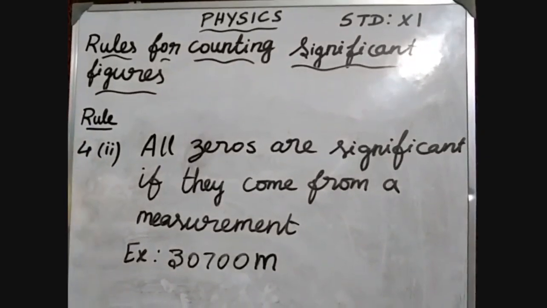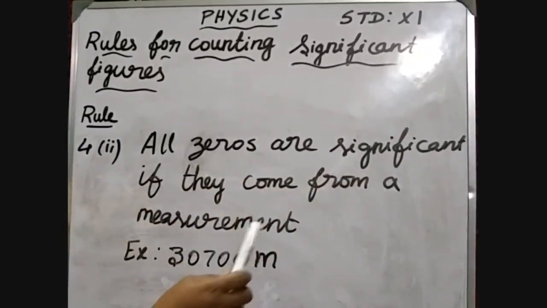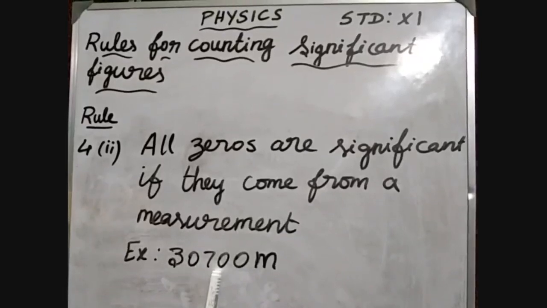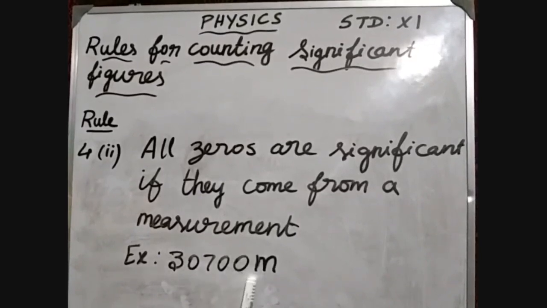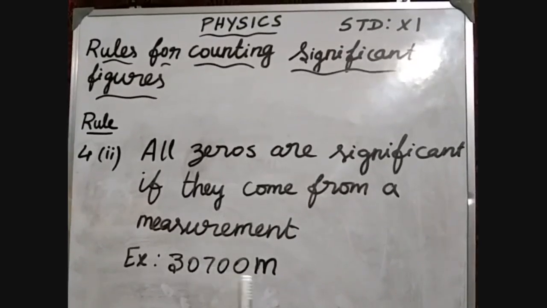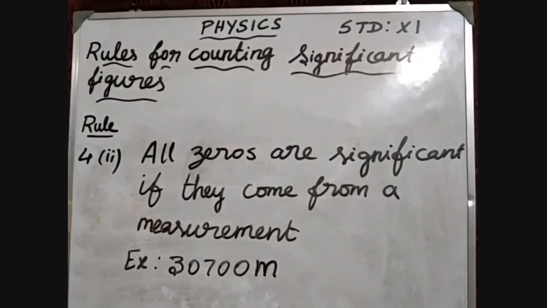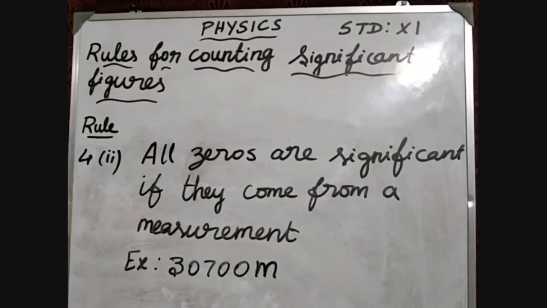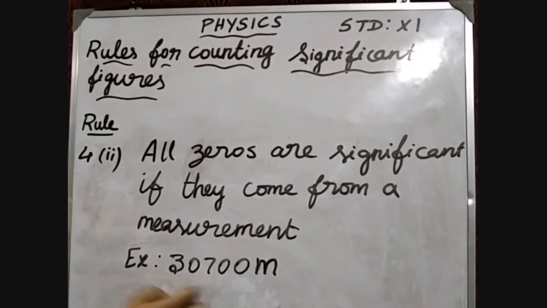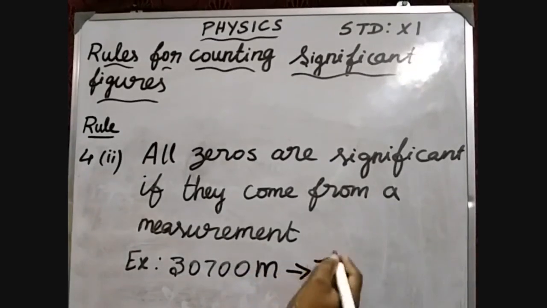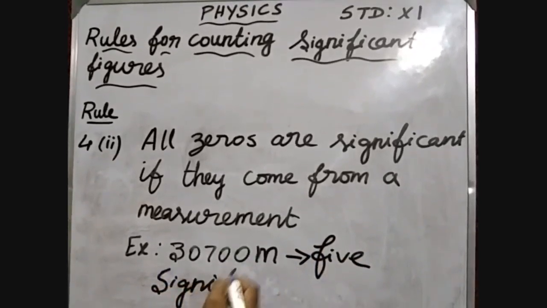Second part of fourth rule is all zeros are significant if they come from a measurement. In this number we have trailing zeros but no decimal point, but all these figures are significant because this number comes with a measurement, meter. If a number comes with a measurement, meter, centimeter, liter, all zeros are significant. So this number has 5 significant figures.